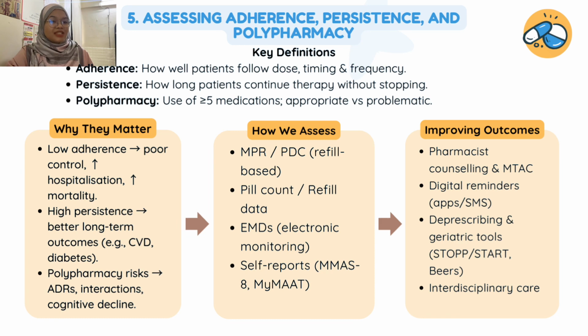On this slide, I summarize the 3 key concepts: adherence, persistence, and polypharmacy. Adherence refers to whether patients take their medication correctly, while persistence focuses on how long they stay on therapy. Polypharmacy, usually 5 or more drugs, can be appropriate but can also increase risks like interactions and adverse reactions.